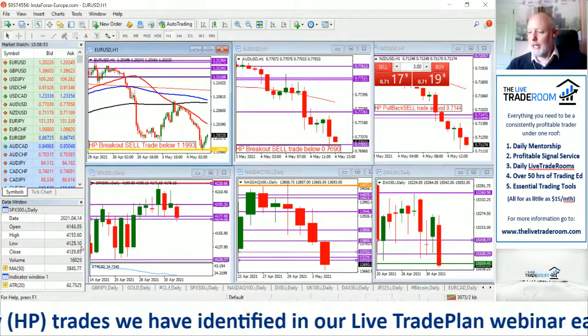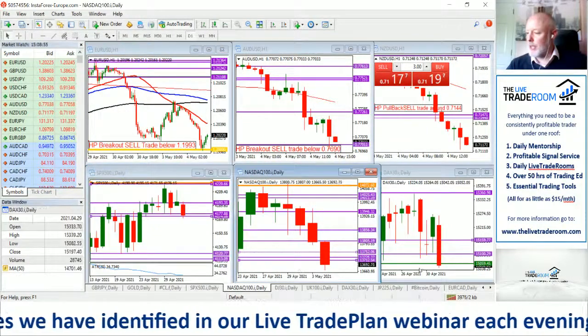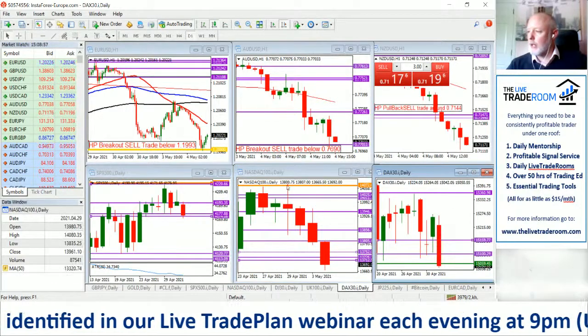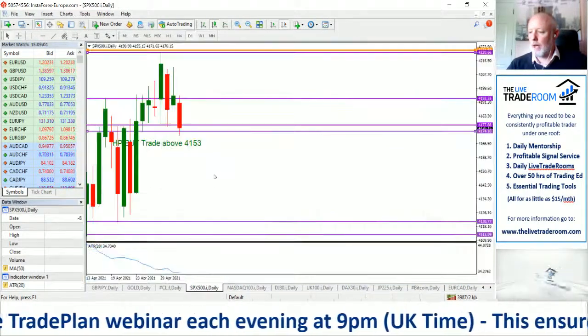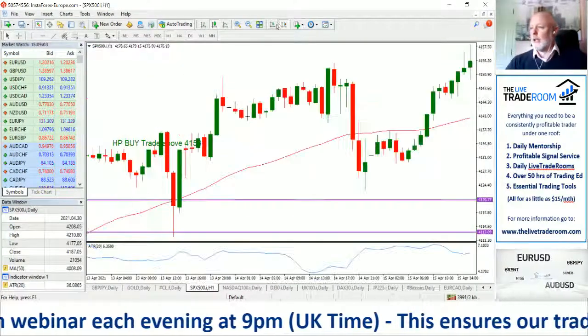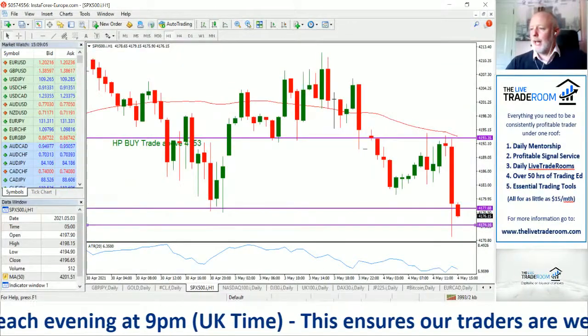So I can just see the indices markets along the bottom. They're just pulling back off their lows. So we shall go in and have a little bit more of a look after that. Quite explosive move to the downside, I guess.